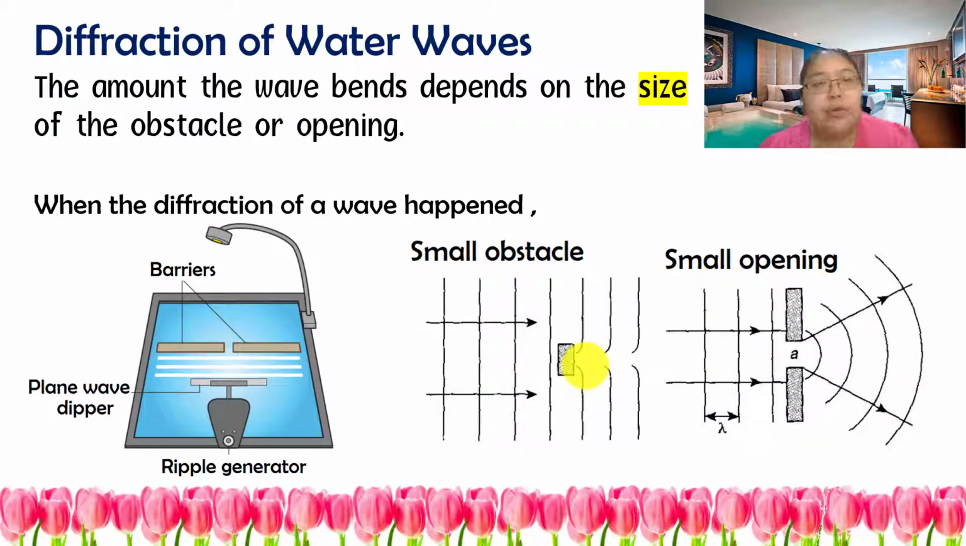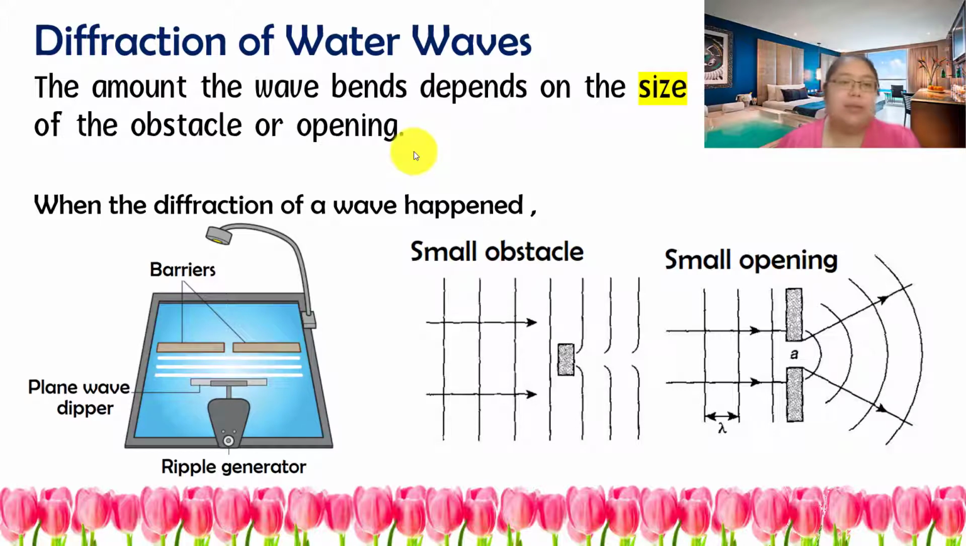Okay, we introduce the water wave first. Water wave diffraction means the amount the wave bends depends on the size of the obstacle and also the opening. So if you want it to bend more, or diffract more, you need to adjust the size of the obstacle and also the opening.